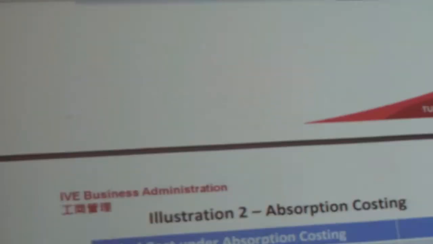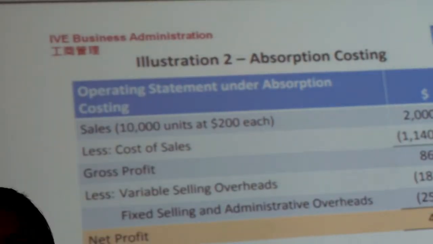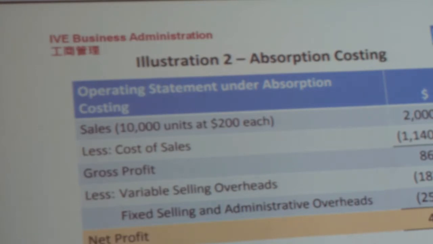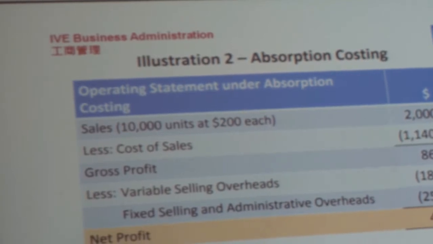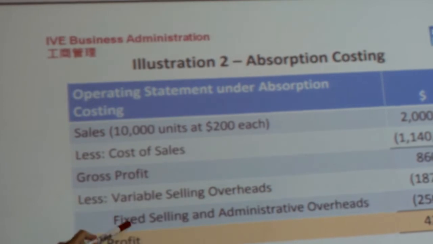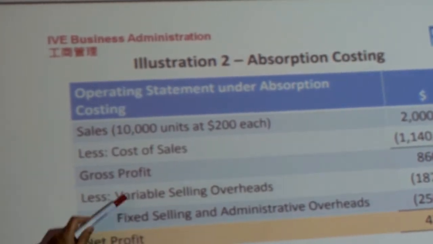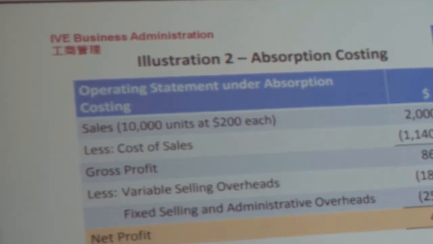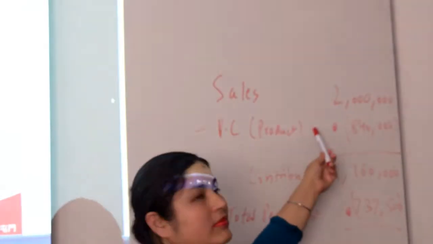Yes, for absorption costing. And in absorption costing, we don't use this term contribution. So this contribution is for marginal costing. It's going to be gross profit here. Okay, so the variable overheads then go in your administration. So these both are your period costs. And you come to the net profit. So this part is similar to this part. The difference is that we have taken the fixed manufacturing out from here and put them up here.